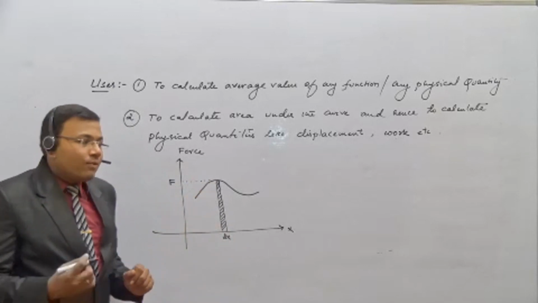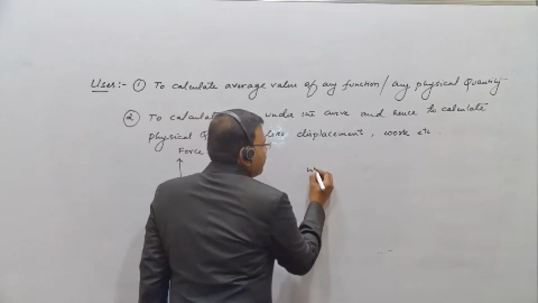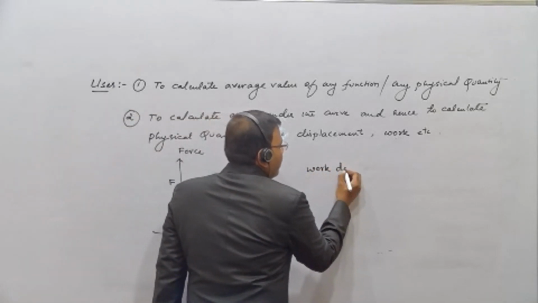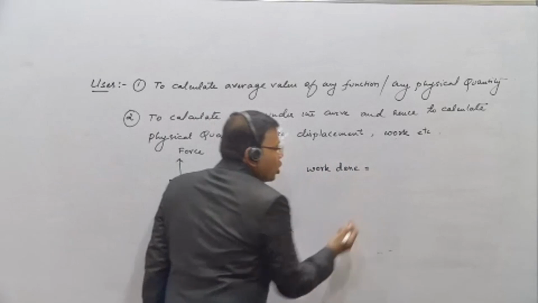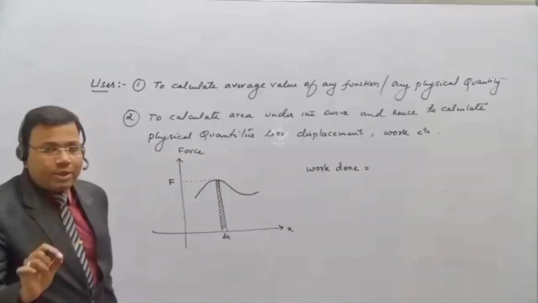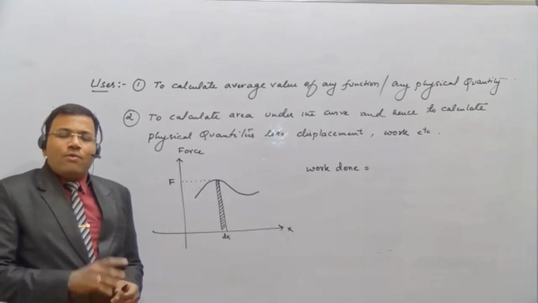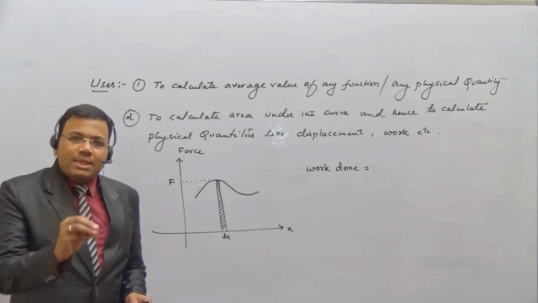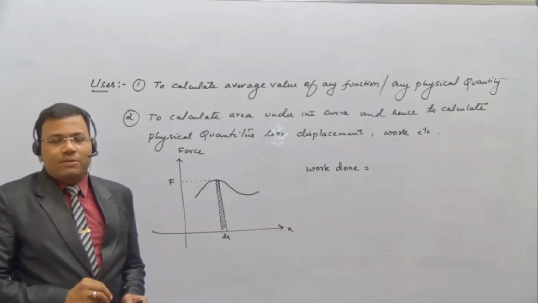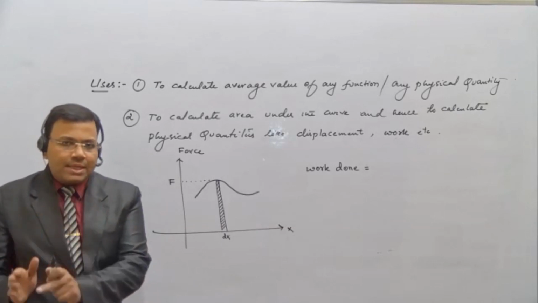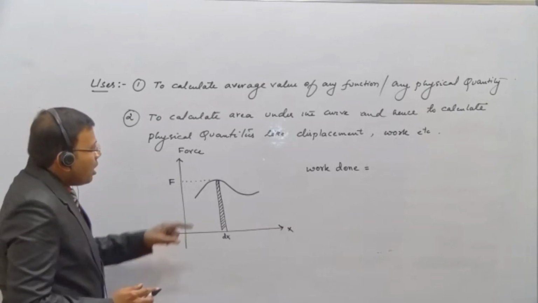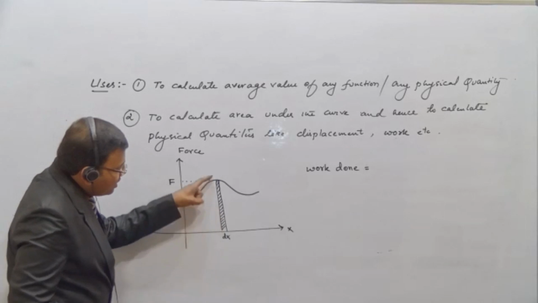So work done, what we are getting, students? Force into displacement. Try to understand. If you are not getting it, I am explaining once again. See, work done as per physics is force into displacement. Keep it aside. Now, I want to calculate the area of this strip.